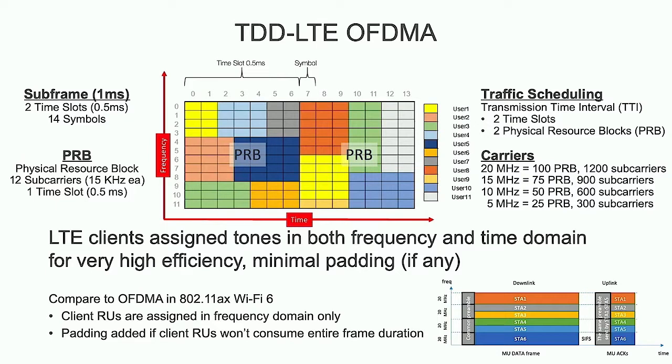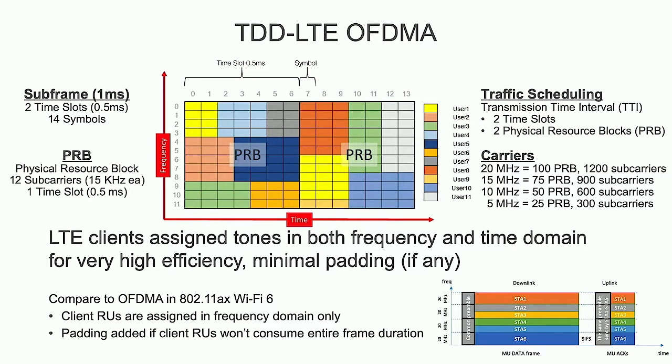The smallest unit that you can schedule is called a physical resource block, and that is composed of 12 subcarriers, and for one time slot, which is half a subframe. So we had a frame of 10 milliseconds, a subframe of 1 millisecond, and then a time slot is half a millisecond. A physical resource block is a time slot, and it's 12 subcarriers.